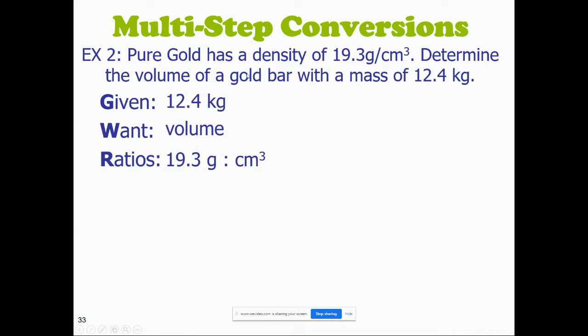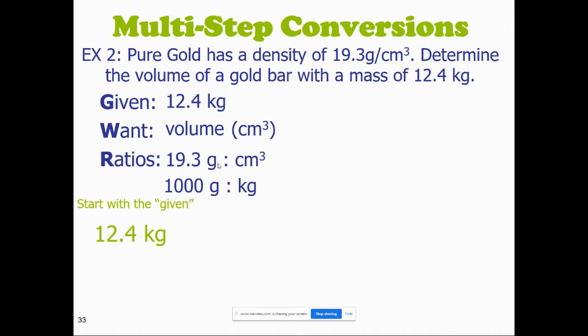And here, we started with kilograms. Do we have any weight? We don't have anything with kilograms here. But that's all right. We have something with grams. And we know how to go from kilograms to grams. So let's put another ratio in. 1,000 grams is equal to a kilogram.